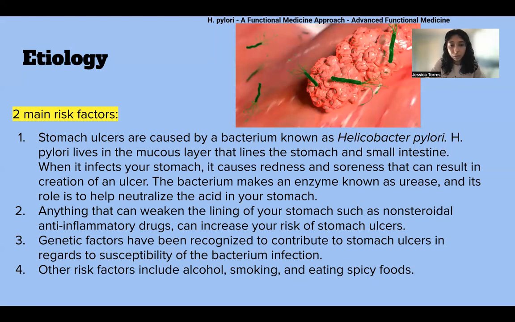Genetic factors have also been recognized to contribute to stomach ulcers in regards to susceptibility of the bacterium infection. Other risk factors include alcohol, smoking, and eating spicy foods. These risk factors are also known to be the cause if an infection is already present. They help aggravate the creation of the ulcer, not so much cause the ulcer.